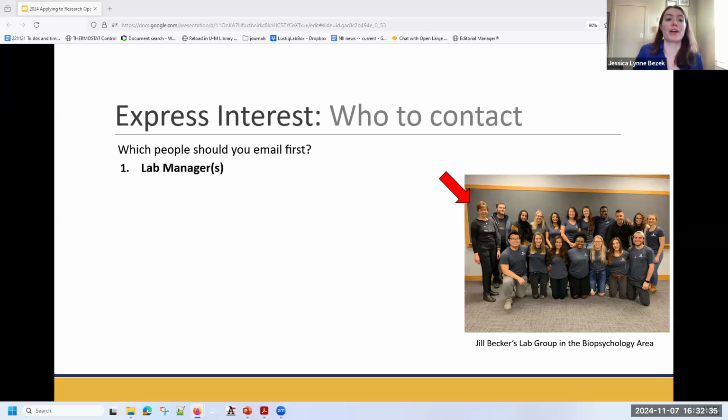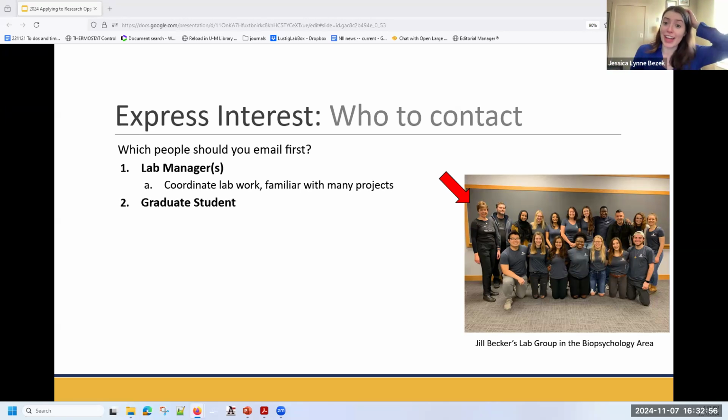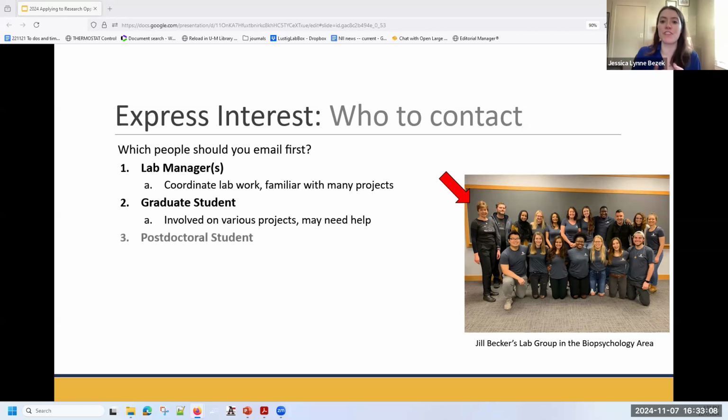The first person that we would recommend you contact would be the lab manager, because they oftentimes are the people who are actually coordinating the lab work. Sometimes labs have undergraduate coordinators who are very responsible for the undergraduate research assistants, so they might be even more informed than some of the people that are more senior in the lab. There's also graduate students, who are going to be involved in a number of different projects. They may need help in conducting those projects, and that's where research assistant positions are often filling that space.